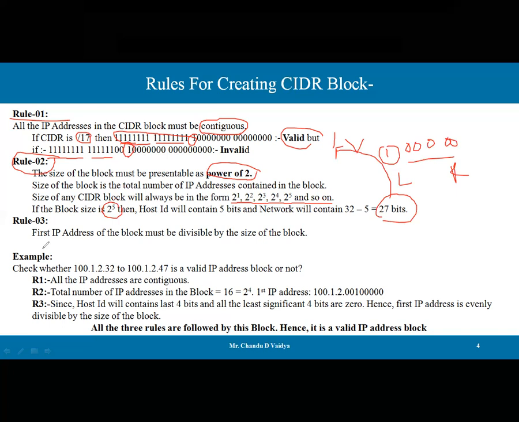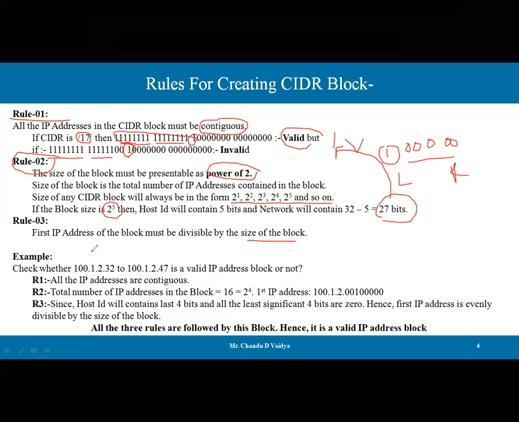And rule number 3: the first IP address of the block must be divisible by the size of the block. This is again very important, guys. The first IP address of the block must be evenly divisible by the size of the block, for example 16, 32, 64, and so on.